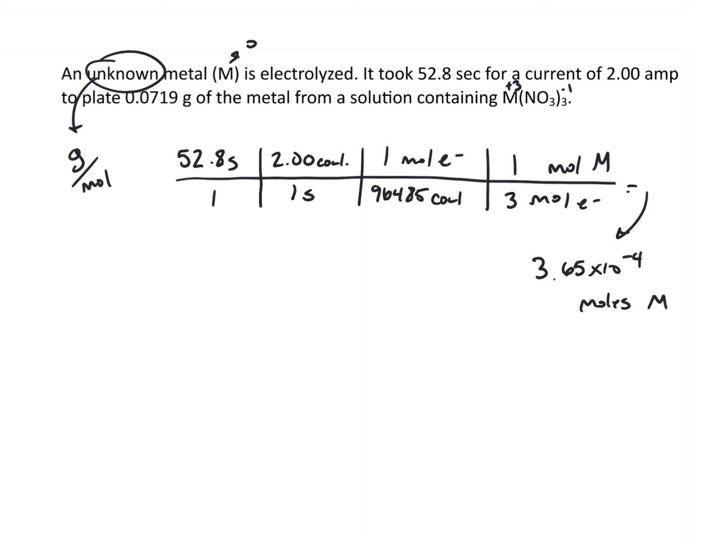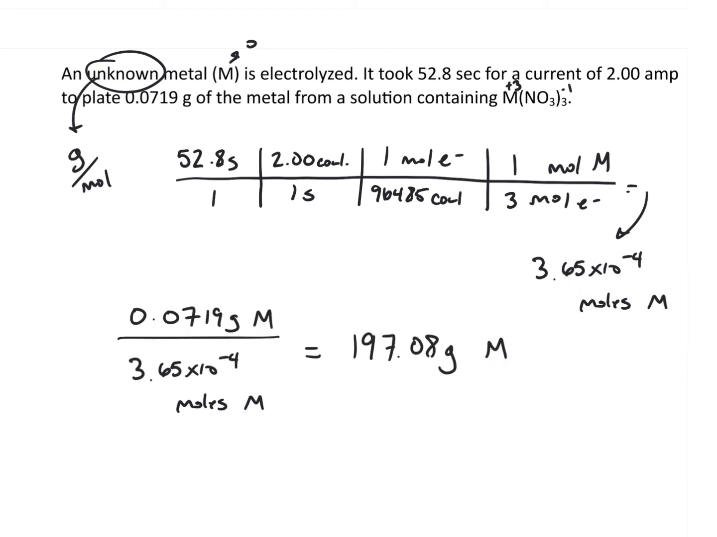Now that moles of M is going to go into the bottom of my molar mass, and I'm going to take the grams of metal M and put it in the top of my molar mass, and then I divide those 2 numbers, and I get 197.08 grams per mole. And I look on my periodic table, and I find the element that's closest to it, and the gold is 196.97. Well, that's pretty close. The one next to it is mercury at 200, that's too high, and the one next to that is platinum, which is 195, which is too low. So I can be pretty confident that the unknown metal in this case is gold, or Au.